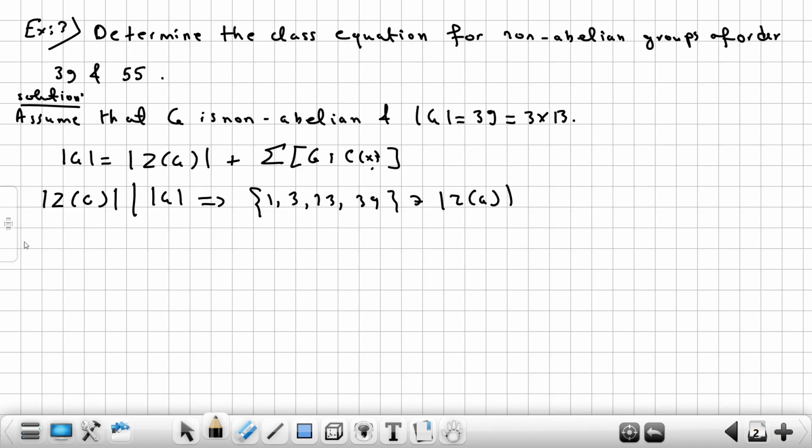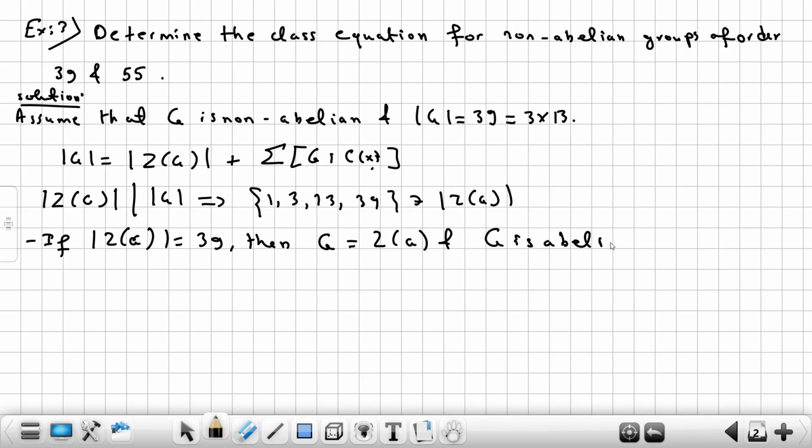If the order of Z(G) is equal to 39, then Z(G) is equal to the whole group G, and so G is abelian, which contradicts our assumption that G is not abelian. So if the order of Z(G) is equal to 39, then G is equal to Z(G), and G is abelian, a contradiction.